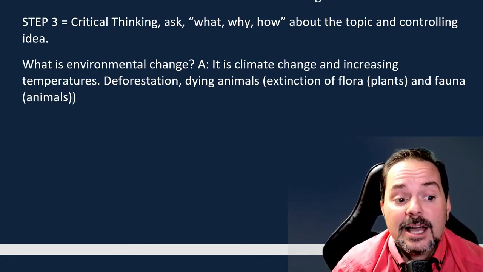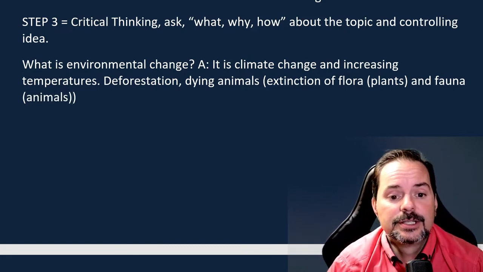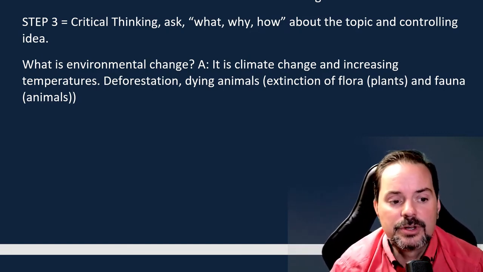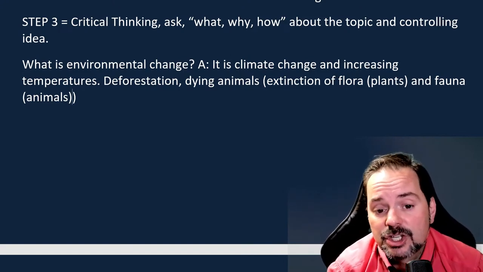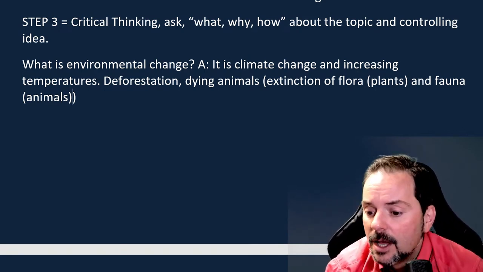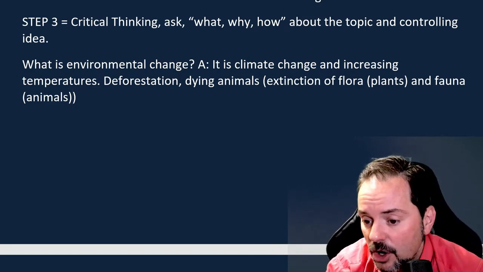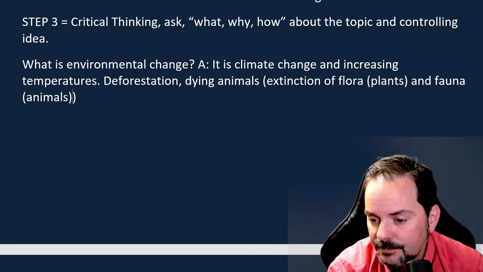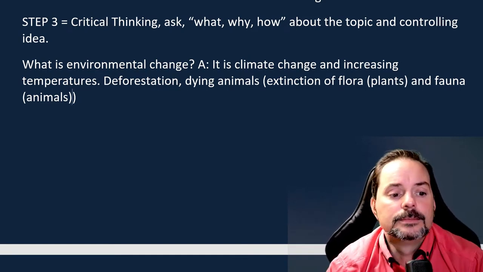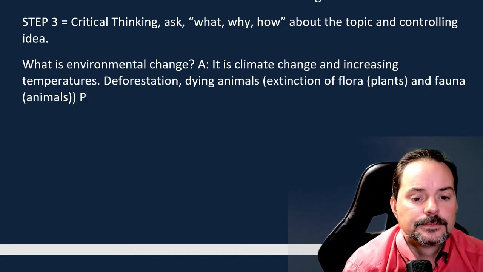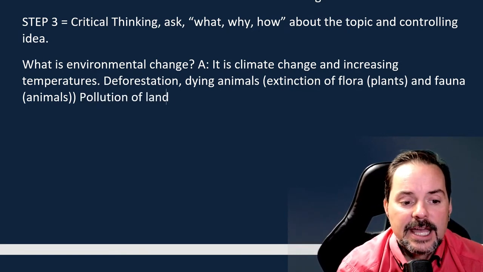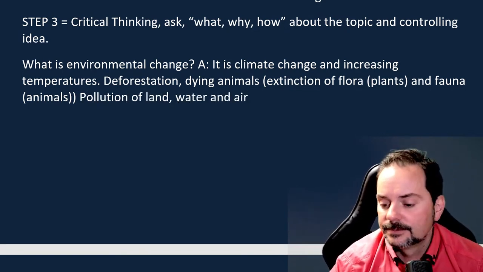So climate change is increasing temperatures, or sorry, environmental change, not climate. Environmental change is increasing temperatures, deforestation, dying animals. Simply or concisely put, it's the extinction of flora and fauna. Pollution is going to be a cause of that, right, Anna? Deforestation. Yeah. Okay. So we can put it here if this is where you remember it, and then you can shift it later. Pollution of land, water, and air, right?